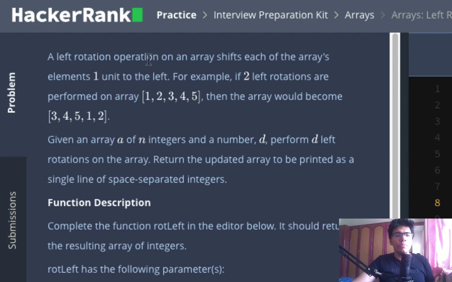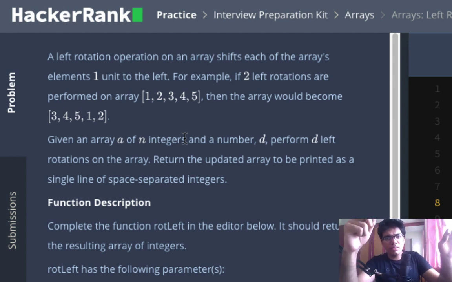A left rotation operation occurs on an array and shifts each of the array's elements 1 unit to the left. For example, if two left rotations are performed on the array 1, 2, 3, 4, 5, then the array would become 3, 4, 5, 1, 2. So essentially, the first two elements get pushed to the other side, and then they come back around to this side. That's the entire idea. Let's jump to writing some code.